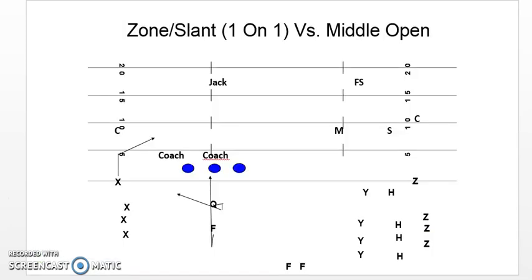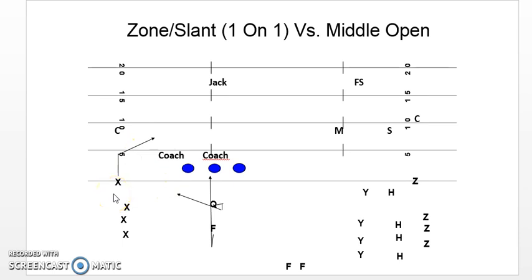All right, so let's look at the drawing. What we're trying to do is run zone. This would be zone to the right, basically, in this drill. And we're looking at a one-on-one situation versus middle open. We see the jack, which is the boundary safety. He's also the low hole player. And we have middle open and free safety over here with trips. We're only going to work this side of the formation, the one-on-one with X.